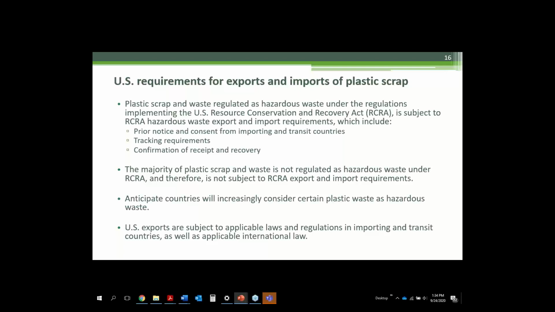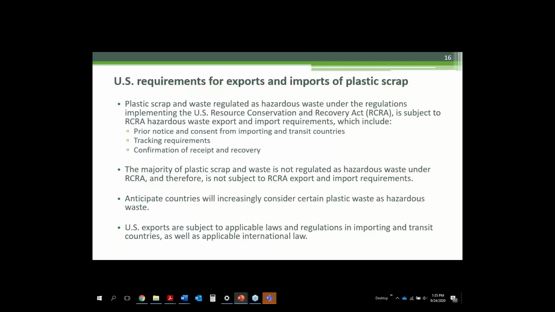So again, the majority is not subject to RCRA because we don't think it would be hazardous. But one of the things I think is the world is changing. We see more countries considering a wider variety of plastics as hazardous. Historically, I think the vast majority of countries have seen plastic scrap as not hazardous.